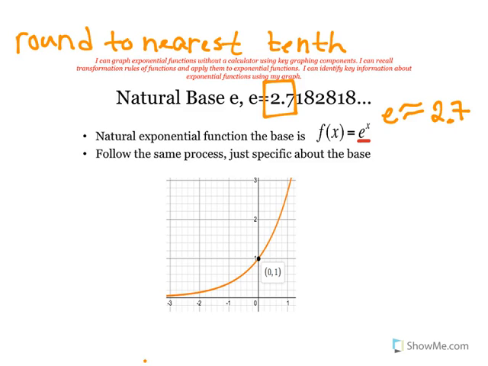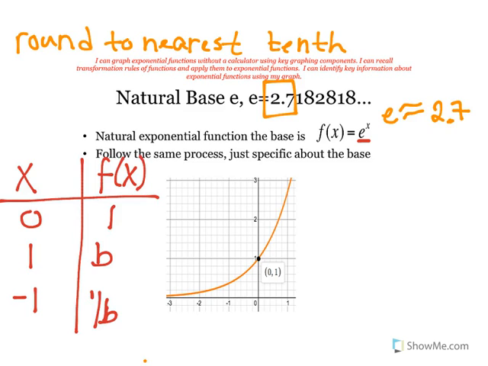So those big 3 points, I want you to pause this video. I want you to write those big 3 points. See if you can remember them, because you're going to be writing them a lot today. So pause this video, write those big 3 coordinate points out. These are those big 3 points: (0, 1), (1, b), your base, and then (-1, 1/b), 1 over your base.